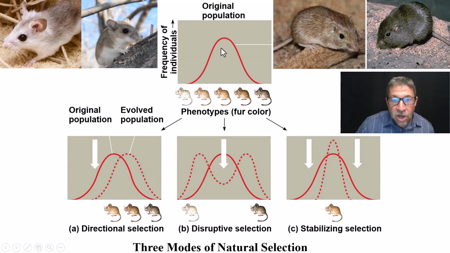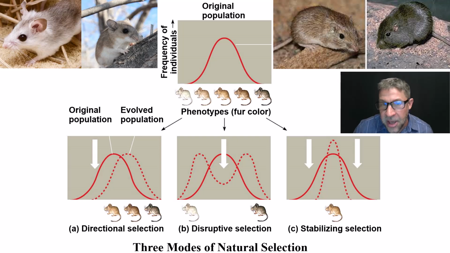But the most common phenotype doesn't blend in well to either one of those environments, so it is being selected against. So in this case, the new distribution is now bimodal, right? We have 2 peaks, and the most common phenotypes are selected against. This is known as disruptive selection.